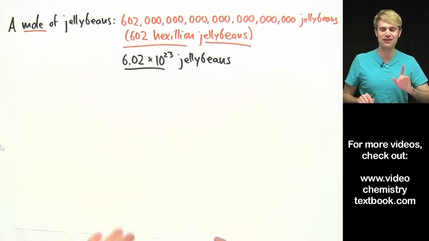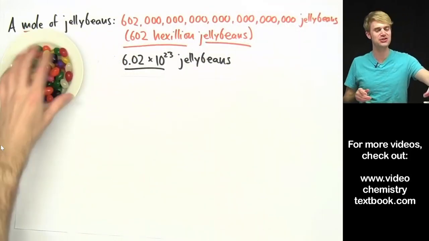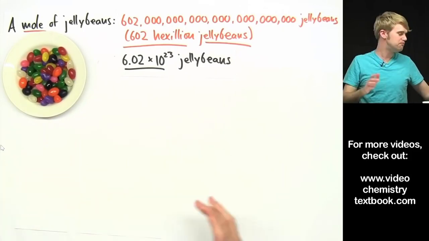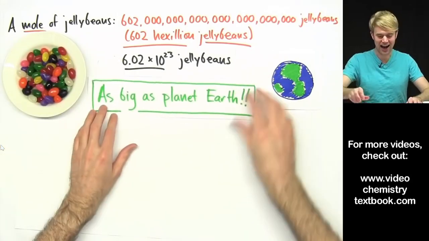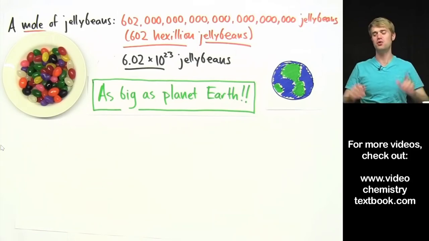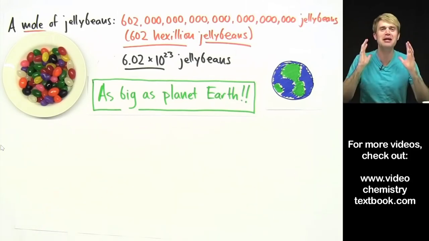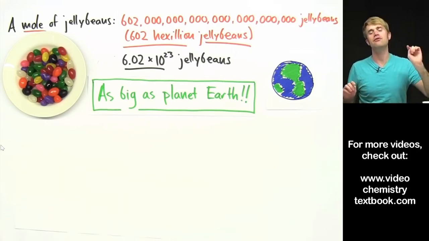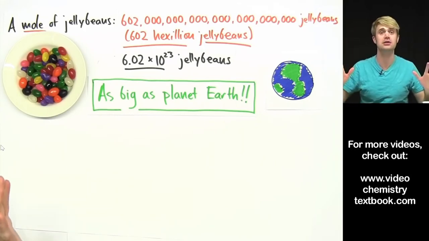Okay? If you had 602 hexillion jelly beans, that would be as large as the entire planet Earth. A mole of jelly beans would be as big as the planet Earth. That is crazy. Think about how many jelly beans that is. I mean, really. Think about how many jelly beans it would be if your house were filled with jelly beans. Okay, that would be gigantic.